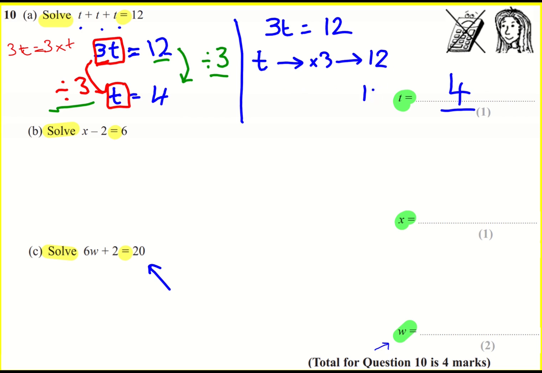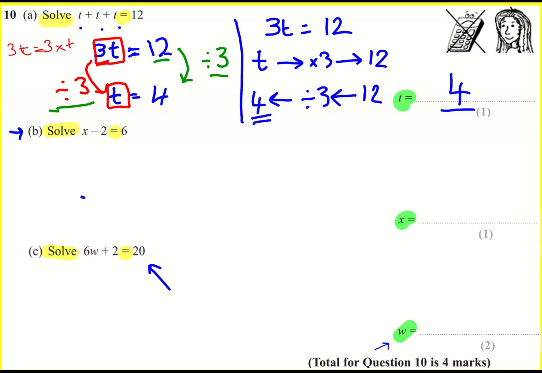Oh dear, lost it all again. We do the opposite, which is why we get the value of t being 4. That's using what's called a function machine, so you can do it many different ways. So I'm going to show you the same thing on part B here.